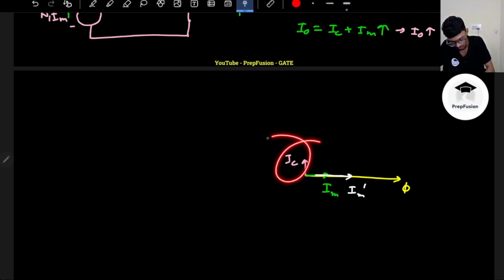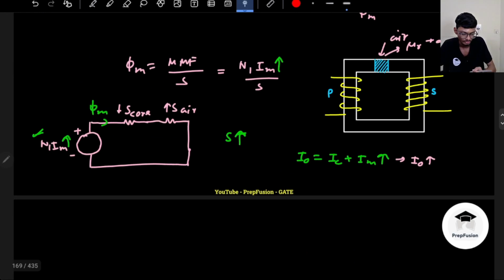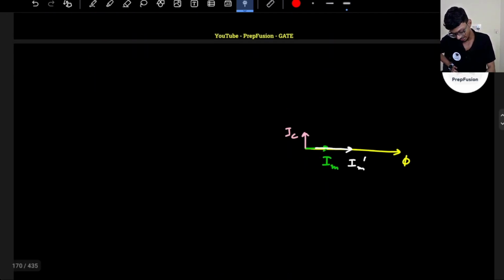But the core loss component will not change, because what does the core loss component depend on? It depends on V1 by R1. So voltage I'm not changing, and R1, the core resistance, will not change much. It will change, but by a very small amount. So IC will be this much only. IC will not change. So if you see, initially what was my IO? Initially my IO was here.